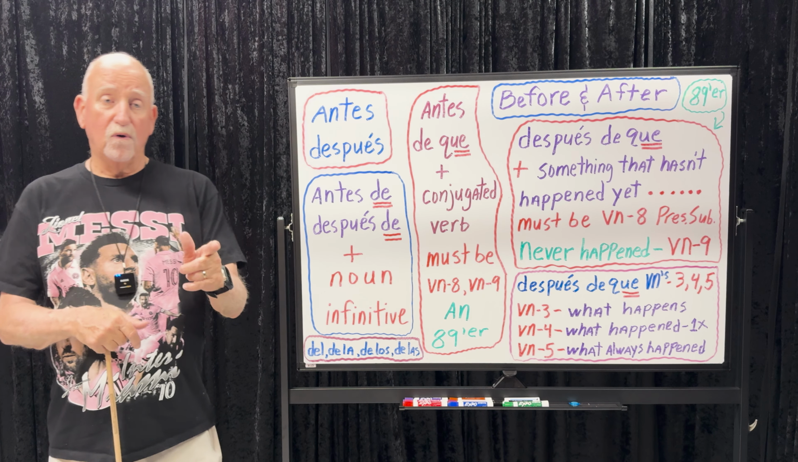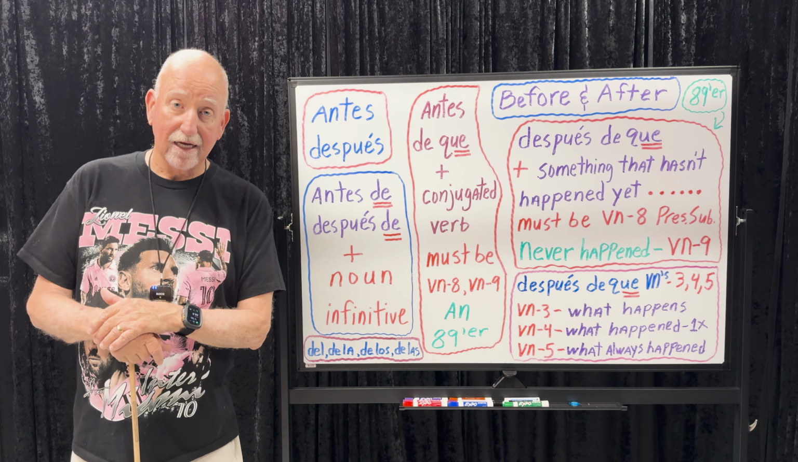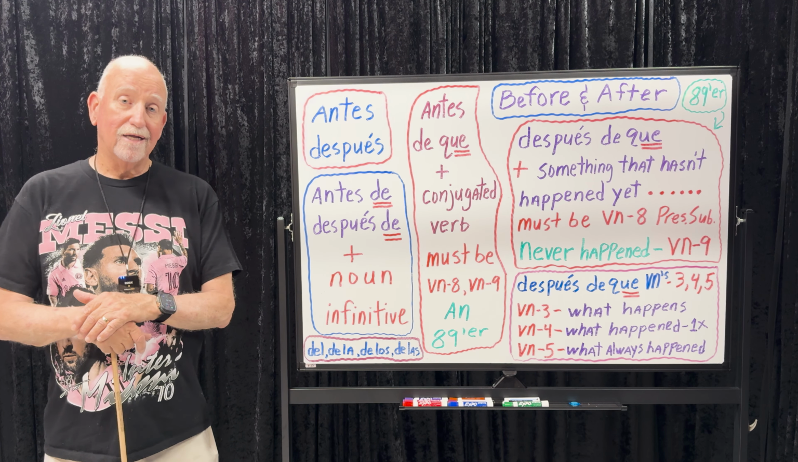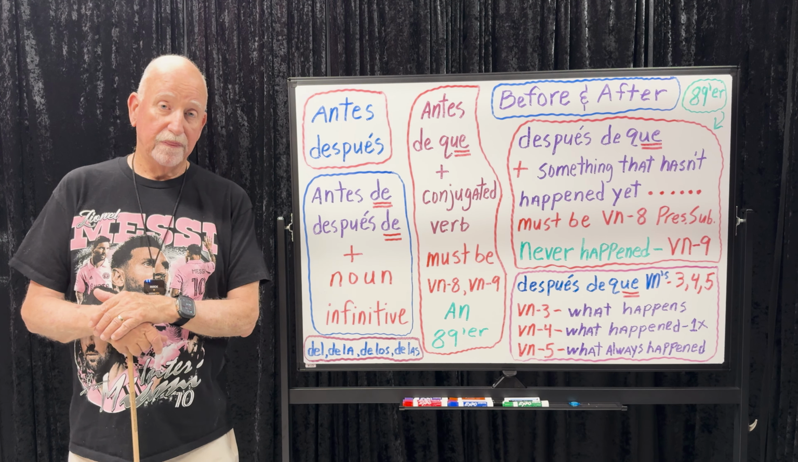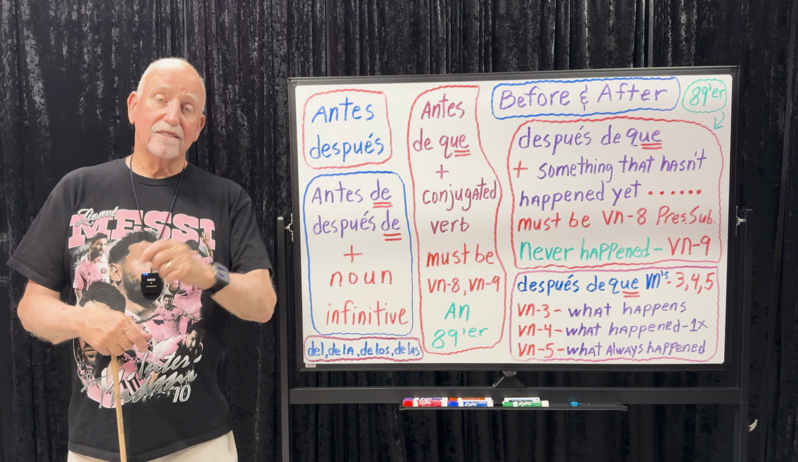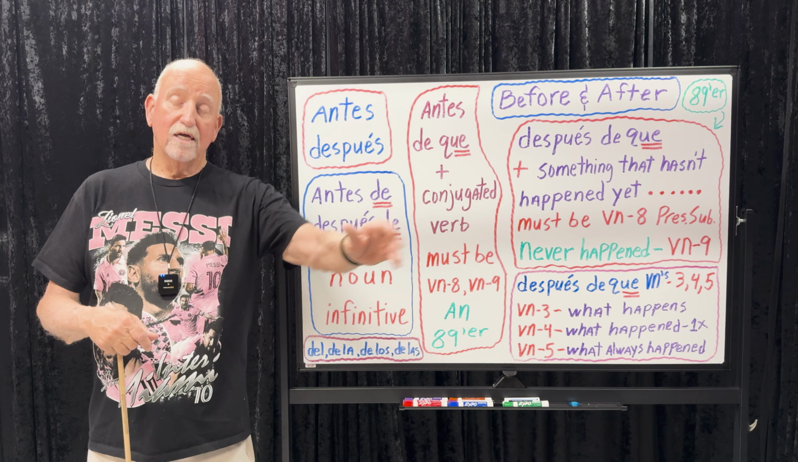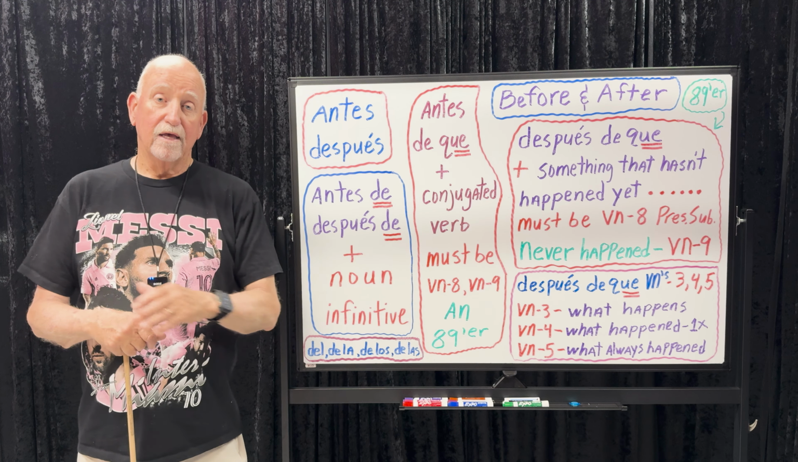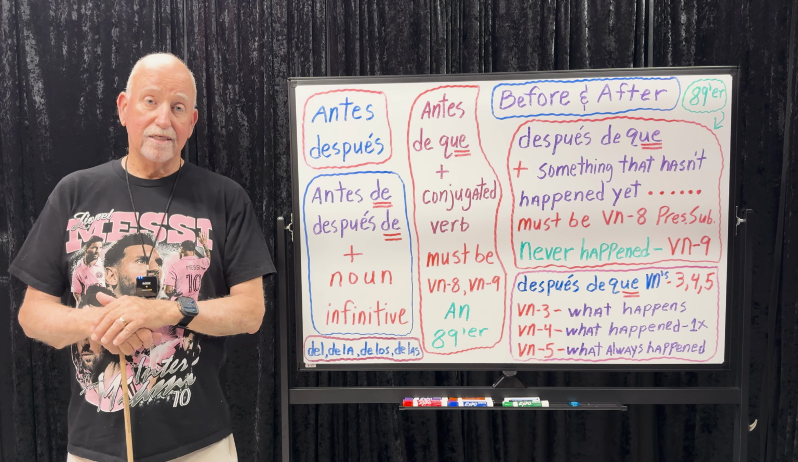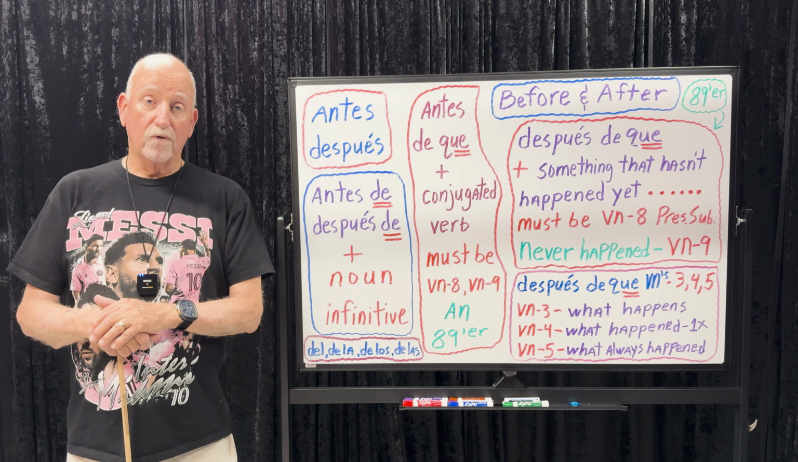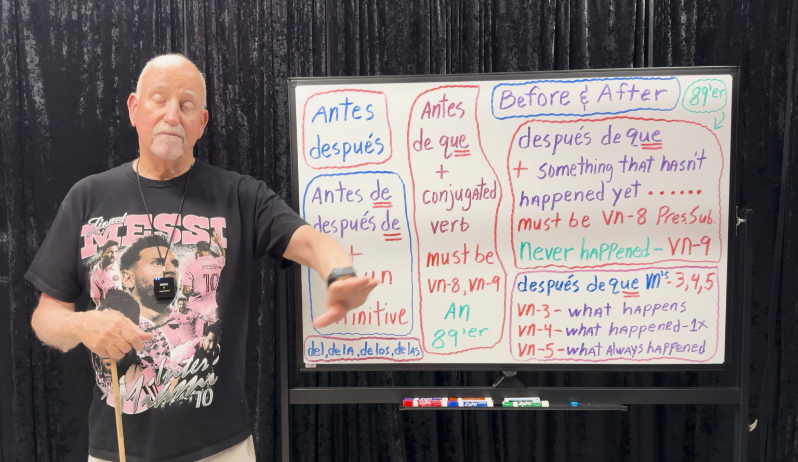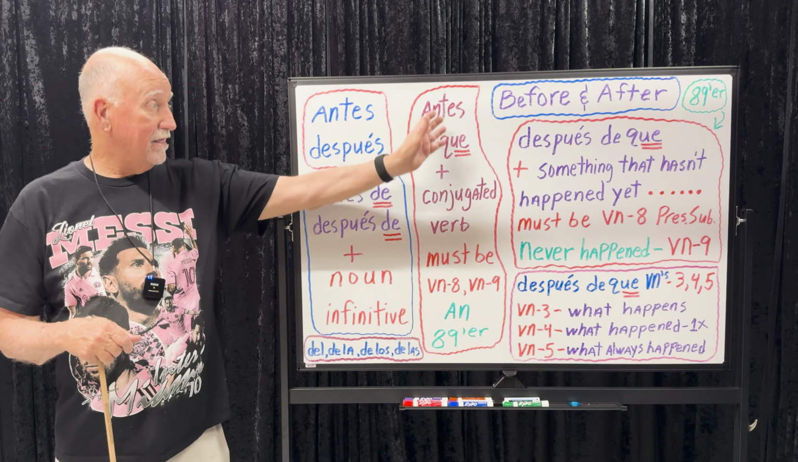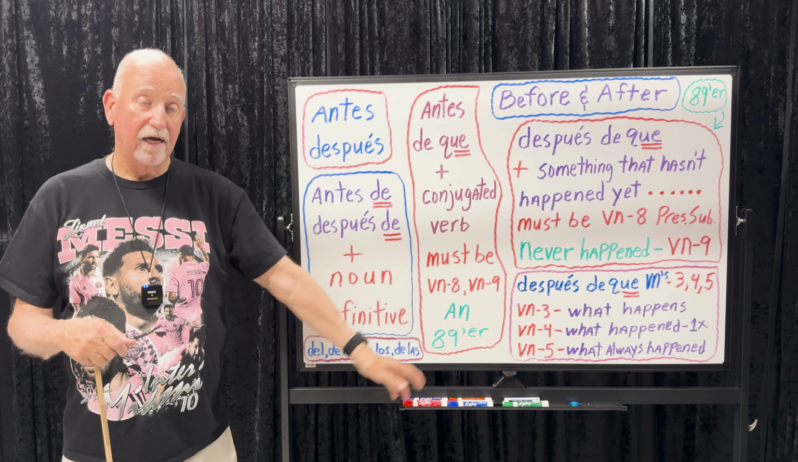Before she is born, antes de que nazca. Before she was born, antes de que naciera. Before it rains, antes de que llueva. Before it rained, antes de que lloviera. Before I leave, antes de que me vaya. Before I left, antes de que me fuera. That is antes de que, a real 89er.